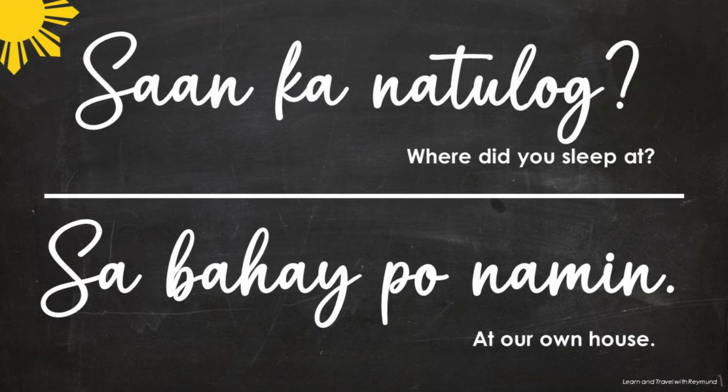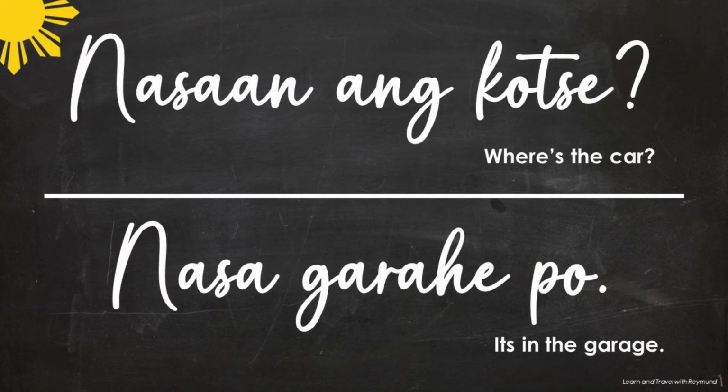We are now on the word nasaan. Nasaan ang kotse? Where's the car? Kotse is a car, or aside from kotse, you can also use the word sasakyan. And then to answer, nasa plus the location or the direction. So nasa garahe po. When we say garahe, that's the garage. Or nasa labas po. It's outside, labas.